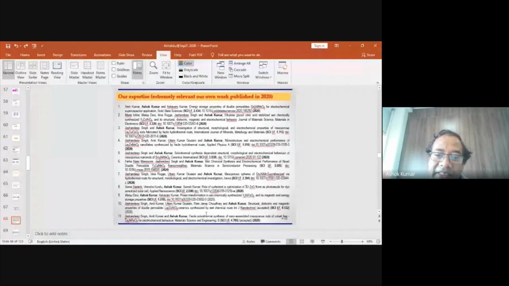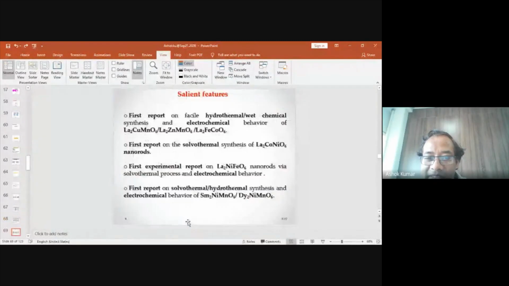These are double perovskite materials. On this, we will synthesize nanomaterials and we will discuss some things. For any other work, what was the motivation? We should have a motivation for starting some work. So the motivation you can see here: the first report on these double perovskites, like La2CuMnO6, La2ZnMnO6, and La2FeCoO6. This is the first report, meaning synthesis and electrochemical behavior of these.